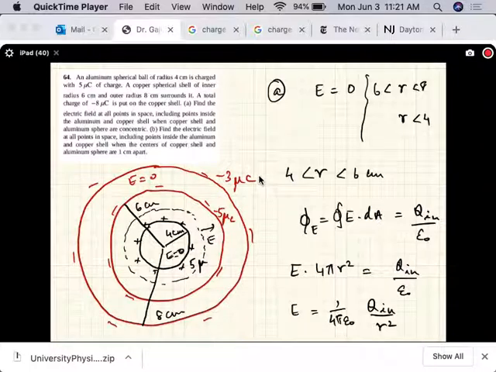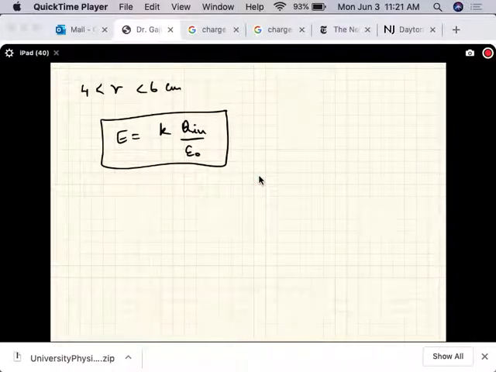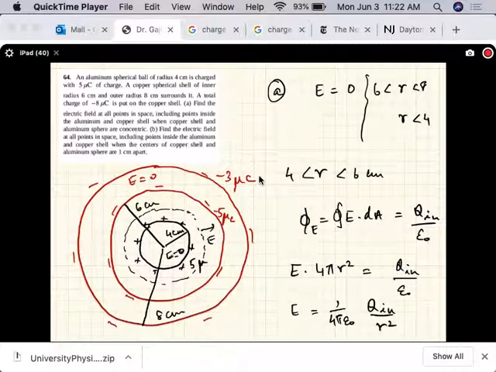So the electric field is as if this was a point charge at the center. That's what this is saying. Let me summarize this. The electric field inside here is 0 because that's a conductor. The electric field in this gap is as if this were a point charge, and none of these other charges influence the electric field there. The electric field here is 0, and the electric field outside we'll calculate now, and that's the last part.